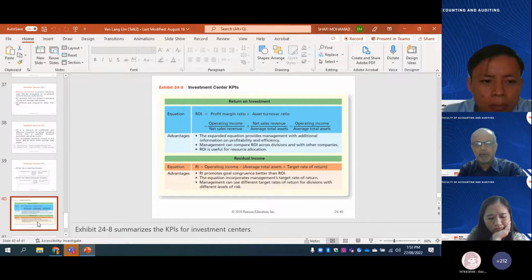can use different target rates of return for divisions with different level of risk. Meaning the ROI also looks at the aspect of risk. Okay.